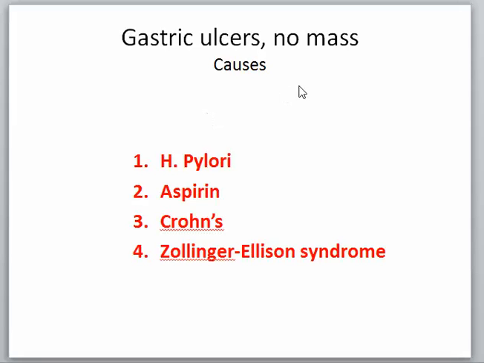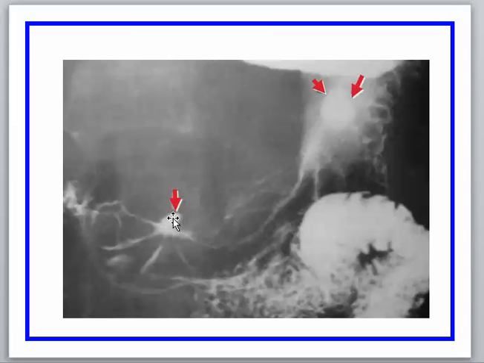So to repeat this part again, we have gastric ulcer without masses, either due to bacteria or chronic gastric ulceration, aspirin, Crohn's, Zollinger-Ellison syndrome, and the appearances are like this. Either we have a protrusion of barium with the mucosal convergence or corona radiata sign, or we have the fleck of barium, a dense fleck of barium within the ulcer itself. These two are examples of chronic gastric ulceration without masses.